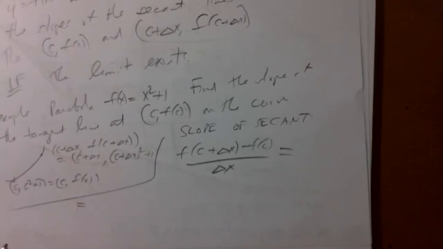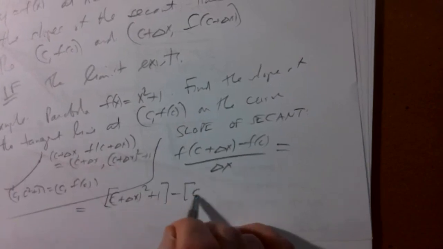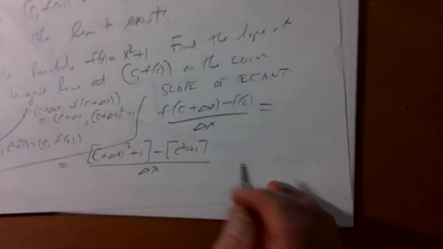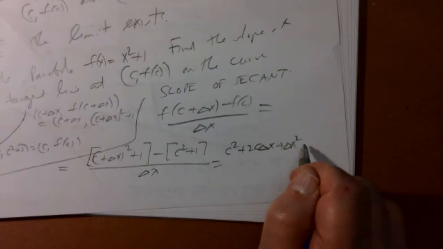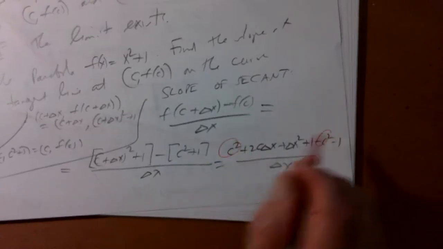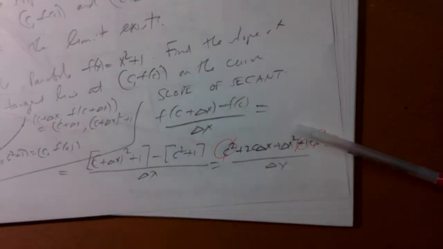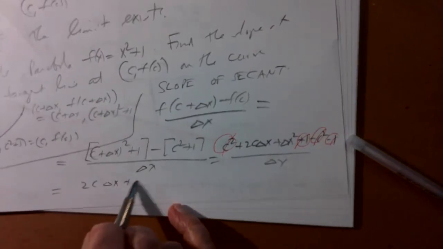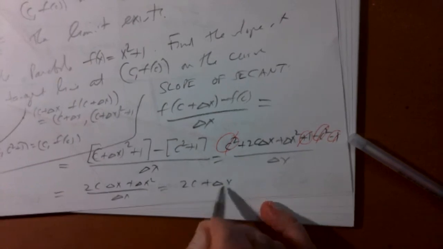Let me just write this over here. This equals C plus delta X squared plus 1 minus C squared plus 1 over delta X. When you expand this out, this is C squared plus 2C delta X plus delta X squared plus 1 minus C squared minus 1 over delta X. And we have some cancellation. C squared minus C squared cancels. Plus 1 minus 1 cancels. And we're left with just these two terms, 2C delta X plus delta X squared over delta X. You can cancel a delta X, you get 2C plus delta X.